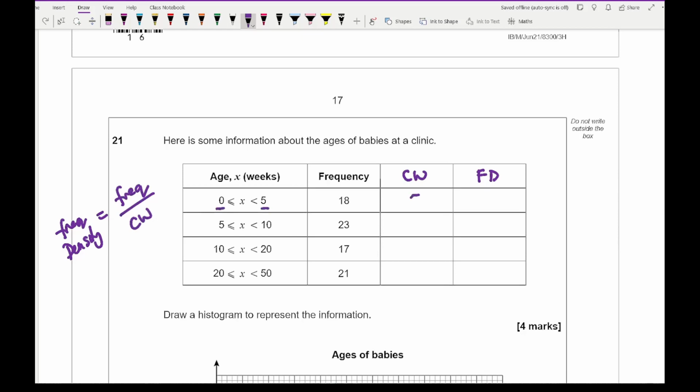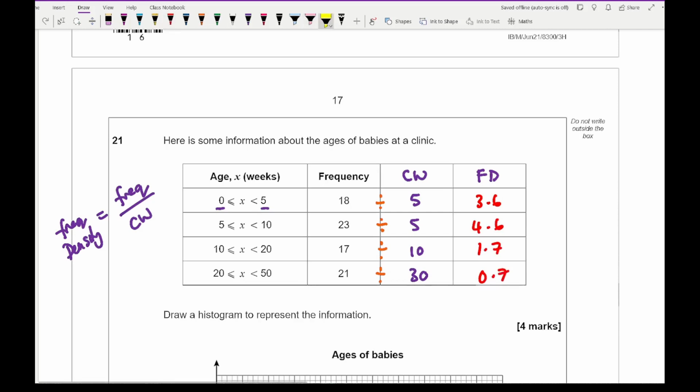So for the first row it's going to be 5, second is 5, the third is 10, and the fourth is 30. Then to work out the frequency density, all I need to do is simply divide those numbers in the second column by the numbers in my class width. So this then gives us an answer of 3.6, 4.6, 1.7, and 0.7.